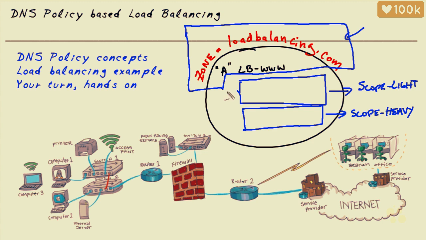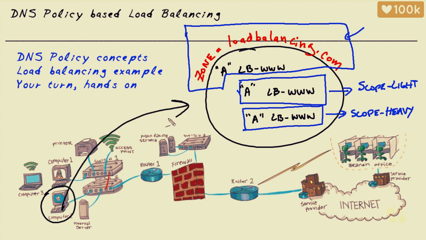If we create another A record and we specify we want it to go into scope-light, let's go ahead and do that here. We'd have lb-www in scope-light. And if we did the same thing for scope-heavy, we'd have yet another A record, and I'm going to use the same name intentionally here, in scope-heavy. And that way, when Bob, the user, makes a request over to the DNS server, the DNS server can look at policy and say, okay, what am I supposed to do?